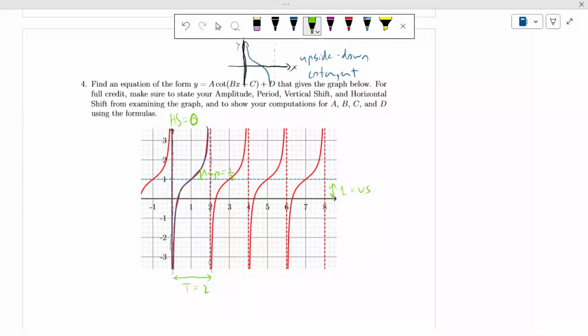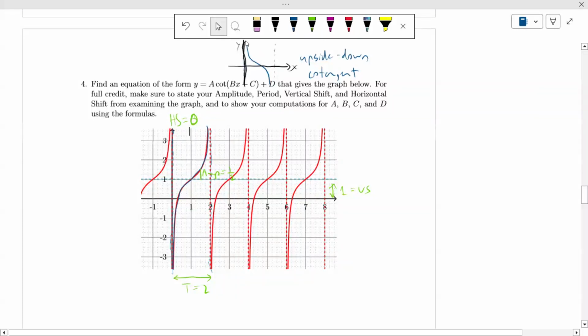So any questions on that? When we're looking at the cotangent graph, it looks like this, where your vertical asymptote is supposed to be right on the y-axis. If it is on the y-axis, then that's exactly where it's supposed to be, which means you haven't shifted it horizontally at all.